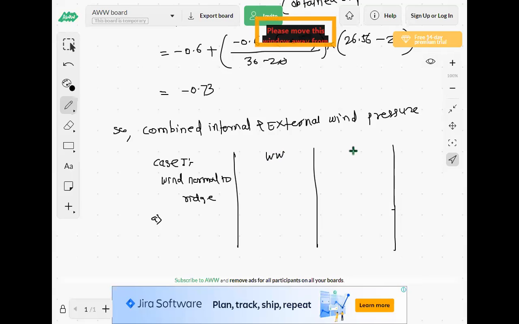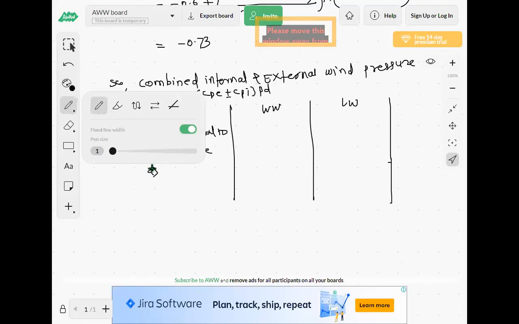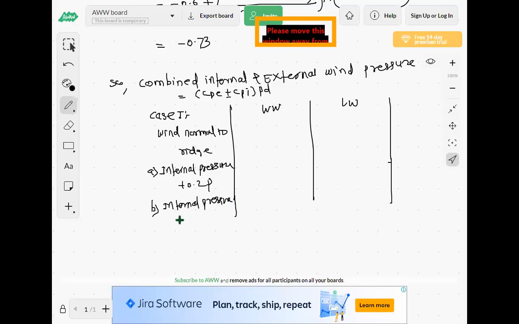So here windward and leeward pressure we have to calculate, and for this the formula is CPE plus minus CPI into PD. This formula we have to use here for calculation purpose. So now, first we have to consider internal pressure plus 0.2 P, and second we have to consider internal pressure minus 0.2 P. Now this formula we have to use.